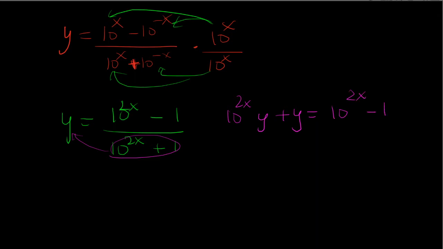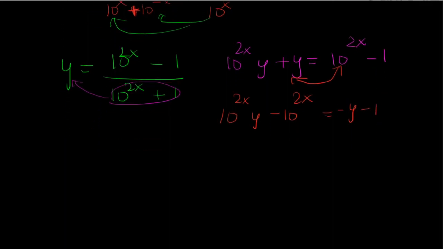I'm going to gather all the x's on one side. So I'm going to switch spots. In place of the y, I'm going to put a 10^(2x), and in place of the 10^(2x), I'm going to put y. So in other words, I have this. Okay, so now I can factor out a 10^(2x). And then I can divide both sides by y minus 1.